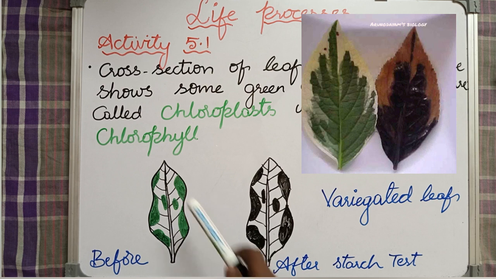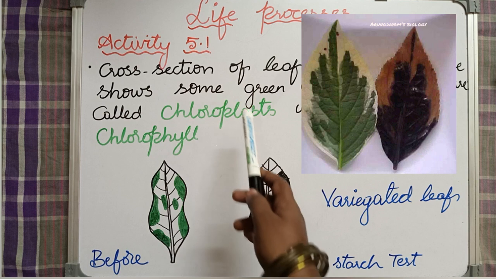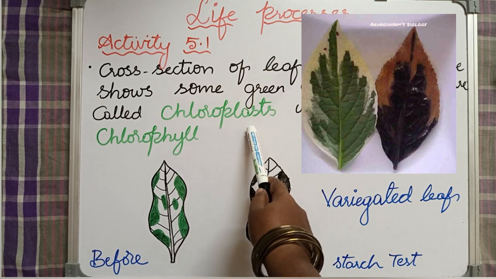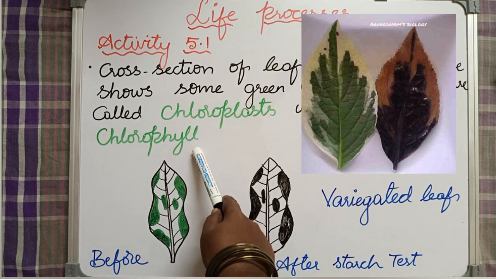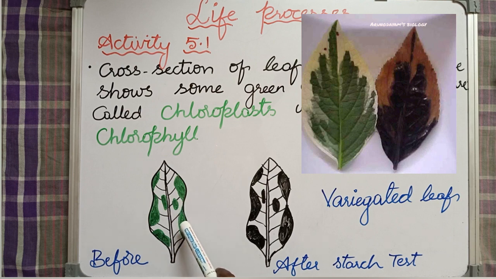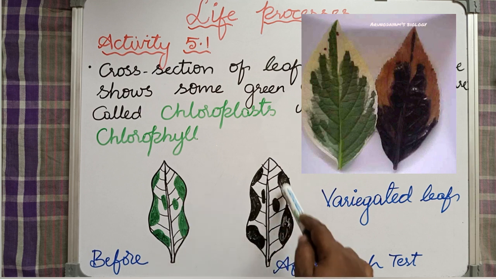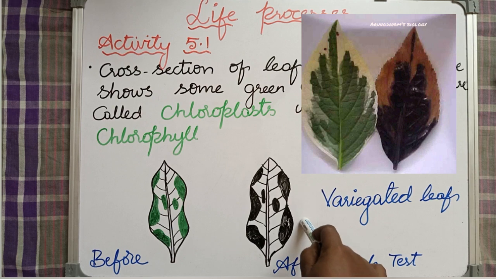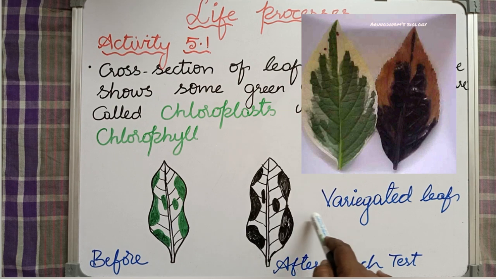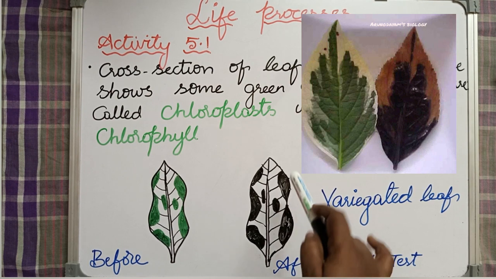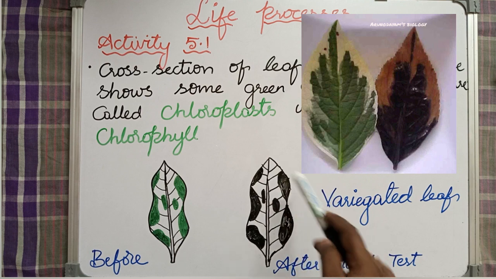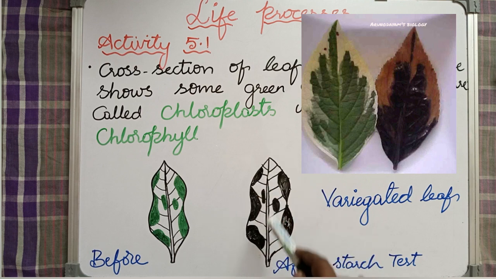Why? Because these green color areas or green color patches actually contain chloroplasts, which in turn contain chlorophyll pigment. So these chlorophyll pigments absorb sunlight and perform photosynthesis only in these areas, and they prepared food material. So after the iodine test, only these areas turn into blue black color, indicating that these areas contain starch. Why? Because only chlorophyll is present here.